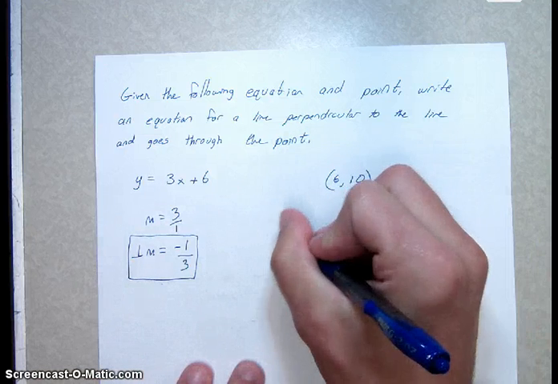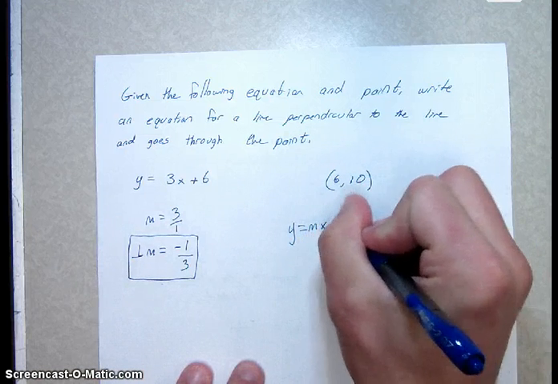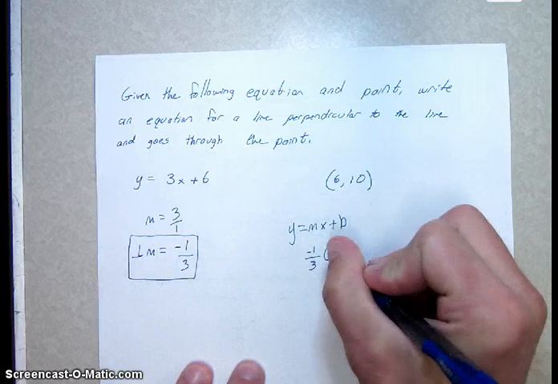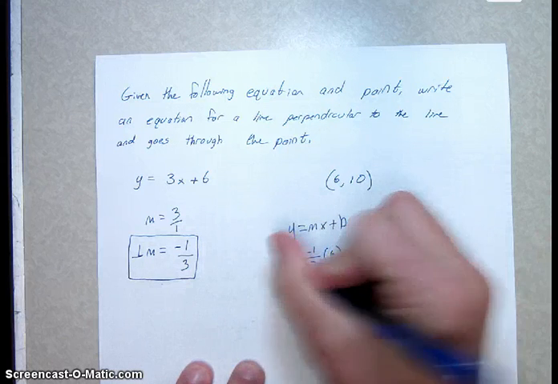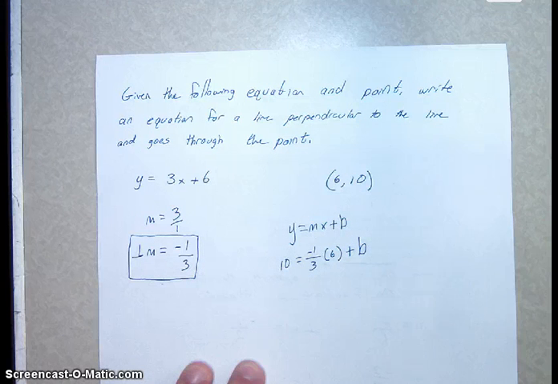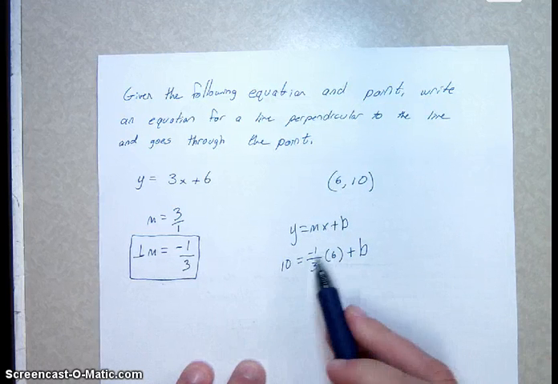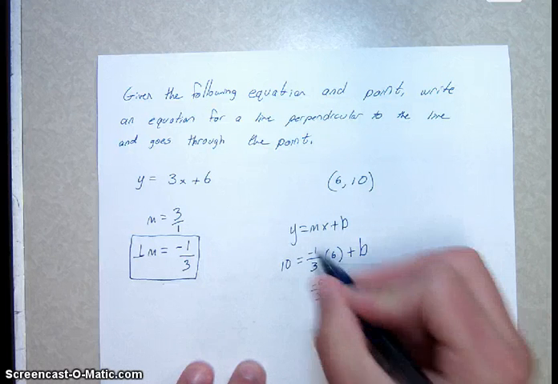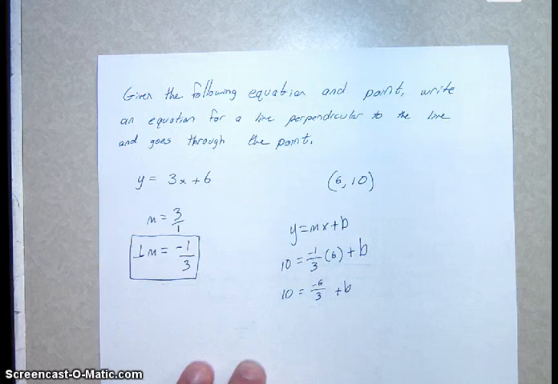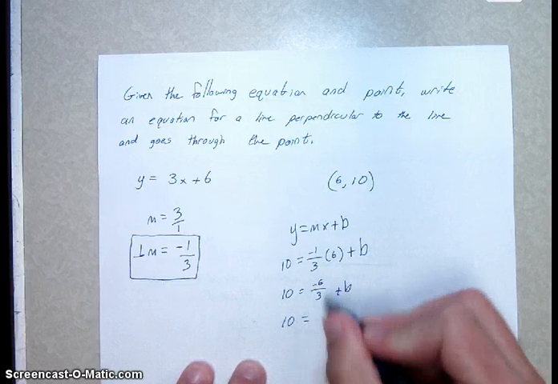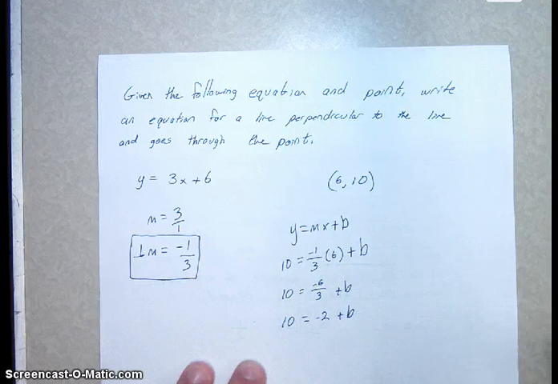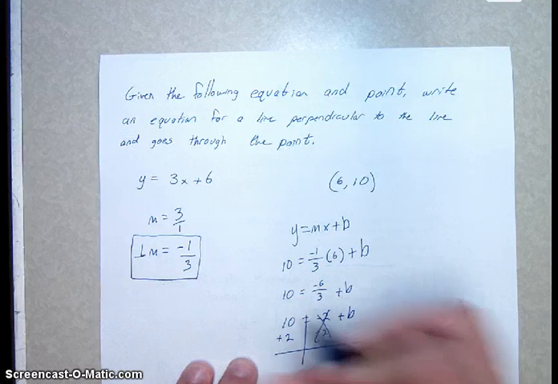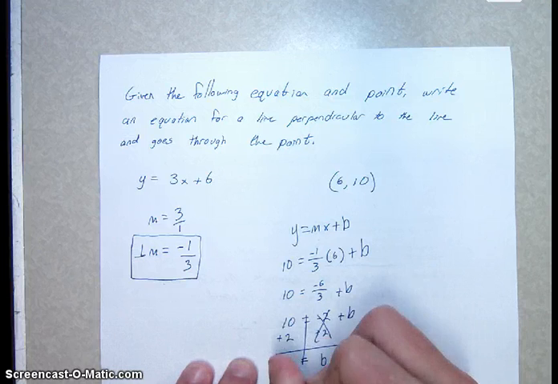So I'm going to set up my y equals mx plus b, substitute in my slope, negative 1/3. x is going to be 6, y would be 10, with a plus b. Now we're going to solve from there. Negative 1 times 6 is negative 6 over 3 plus b equals 10. Negative 6 over 3 just simplifies to negative 2 plus b. Add 2 to both sides. 2's cancel out, and you're left with 12 equals b.